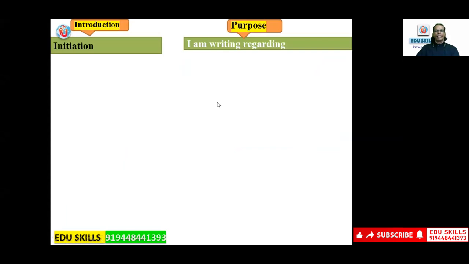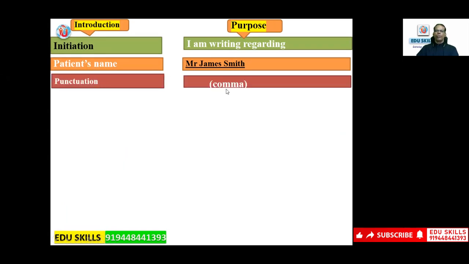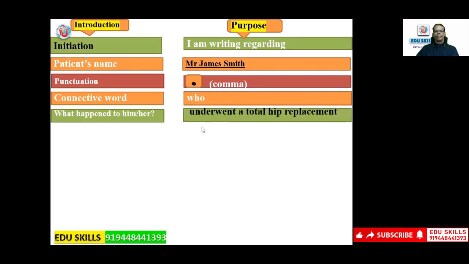Second template. First, already I gave you in the previous slide. Initiation: I am writing regarding, or if it is a referral, I am writing to refer, all those. So the purpose comes here. Introduction is here. Introductory paragraph. Patient's name, Mr. James Smith. Punctuation, comma. Okay. And the connective word. This is the syntax. Okay. Connective word who. Then what happened to him or her?